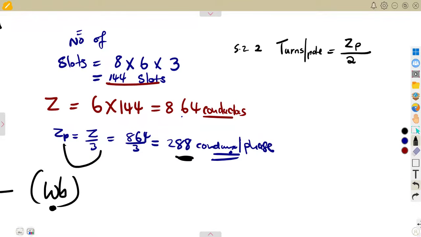Z to ZP. But to convert to the turns, you take the ZP, which is the number of conductors per phase, 288 divided by 2. So this will give us the turns per pole.